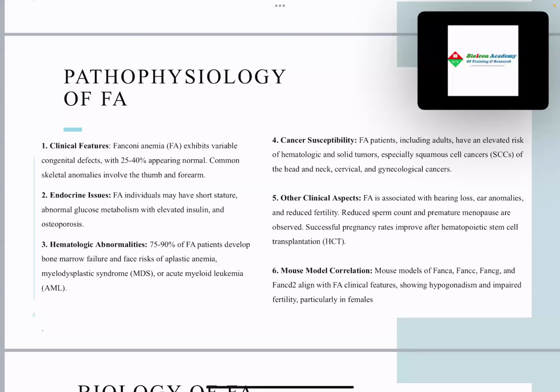Mouse model correlation: mouse models of FANCA, FANCC, FANCG, and FANCD2 align with FA clinical features, showing hypogonadism and impaired fertility, particularly in females. Hypogonadism is a medical term for decreased functional activity of the gonads. Gonads are basically our ovaries or testes, which produce hormones like testosterone or progesterone, and mainly gametes like eggs or sperm.